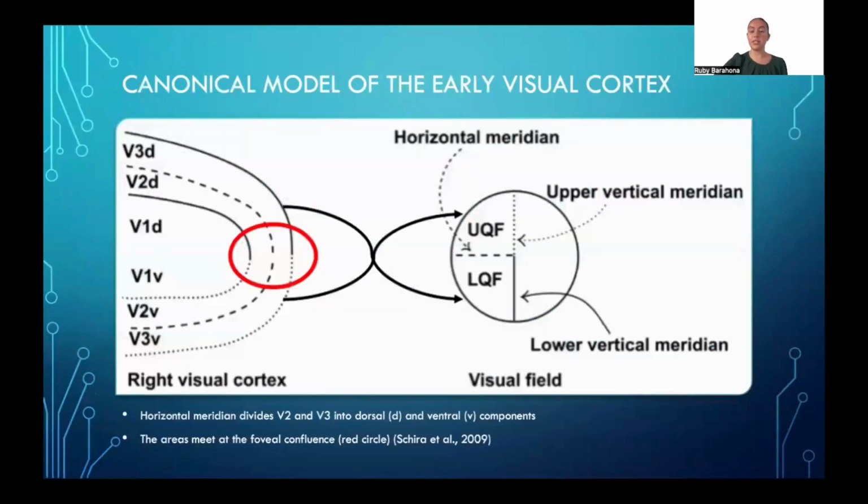So the early visual cortex is traditionally viewed as mirror-symmetric across hemispheres, following a canonical model, where V1 represents the full contralateral visual hemifield, and V2 and V3 represent quarter field representations. It is widely supported that the horizontal meridian, which is this line here, divides V2 and V3 into dorsal and ventral components. Shearer and colleagues in 2009 completed this canonical model, proposing the early visual cortex converges towards a center point known as the foveal confluence.